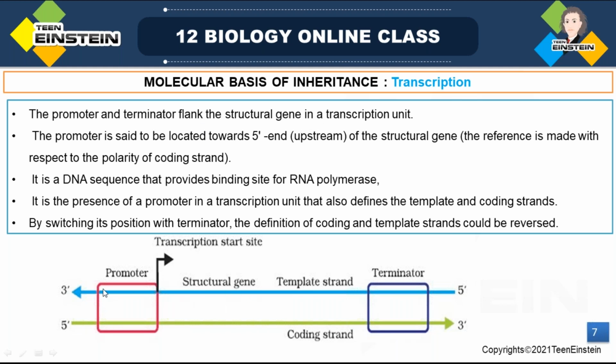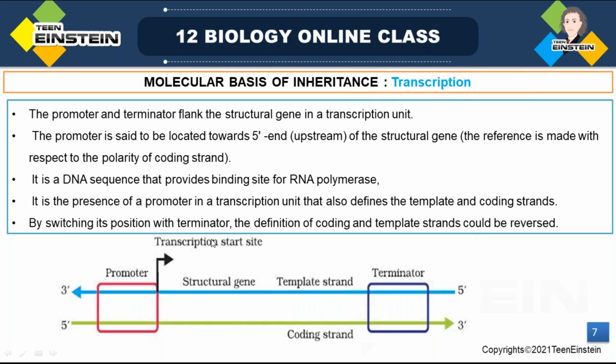You can see the structural gene flanking in between the terminator and the promoter. The promoter is said to be located towards the 5' end, or upstream, of the structural gene. At the start of the coding strand, at its 5' end, you can see the promoter.